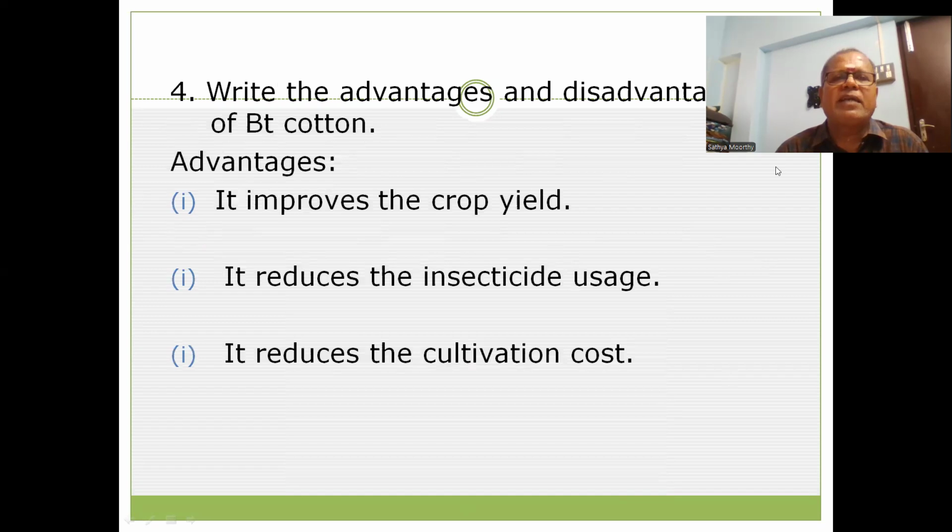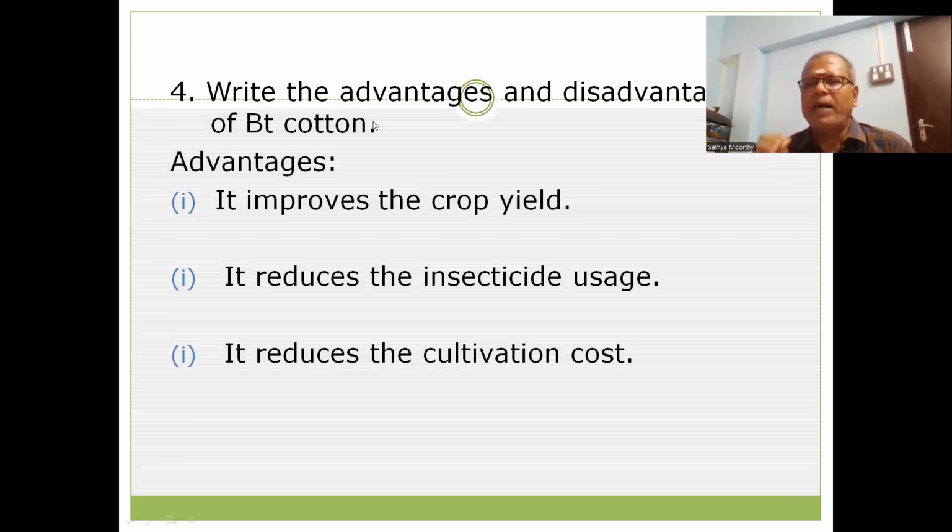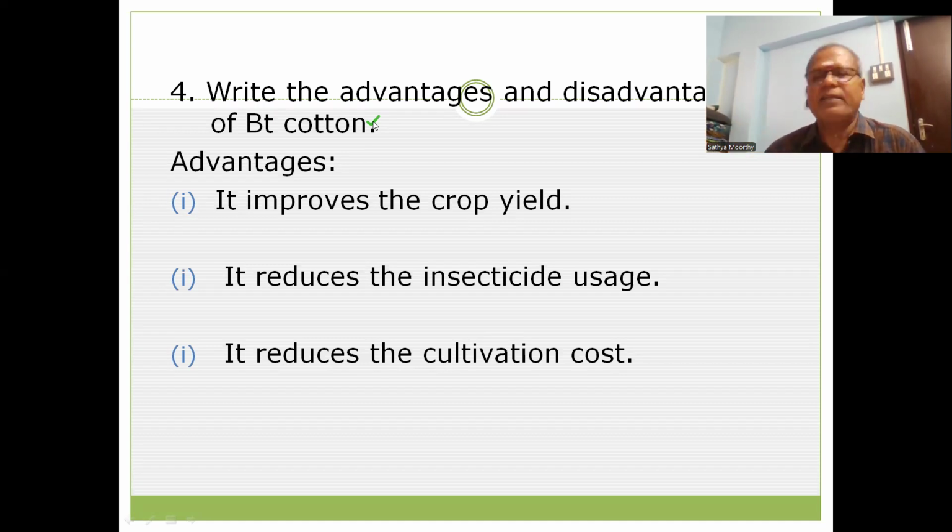Write the advantages and disadvantages of BT cotton. You know BT cotton: Bacillus thuringiensis cry gene or BT2 gene introduced into cotton is said to be BT cotton. The donor is Bacillus thuringiensis, the biopesticide with the cry gene or BT2 gene, which secretes a chemical called delta endotoxin. The gene from Bacillus thuringiensis is introduced into the cotton through the bacterium Agrobacterium tumefaciens.